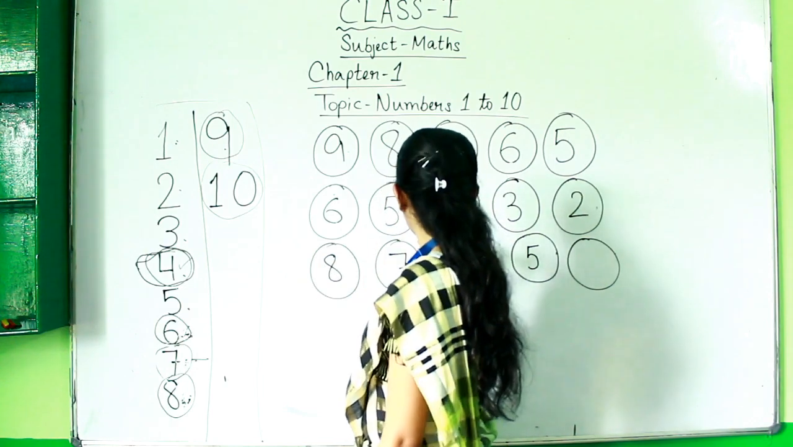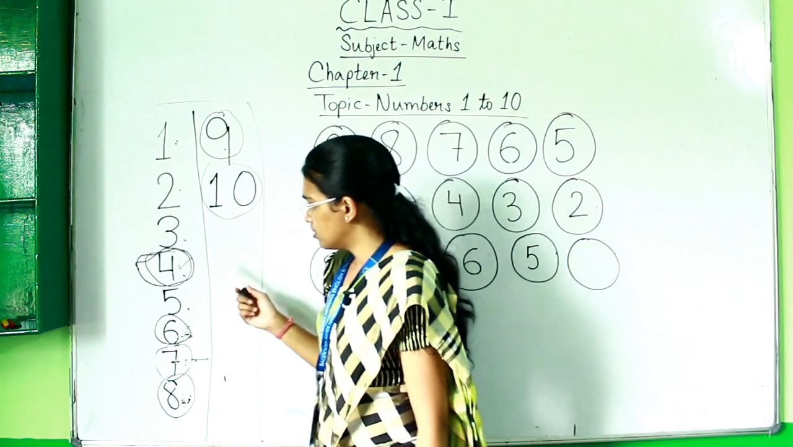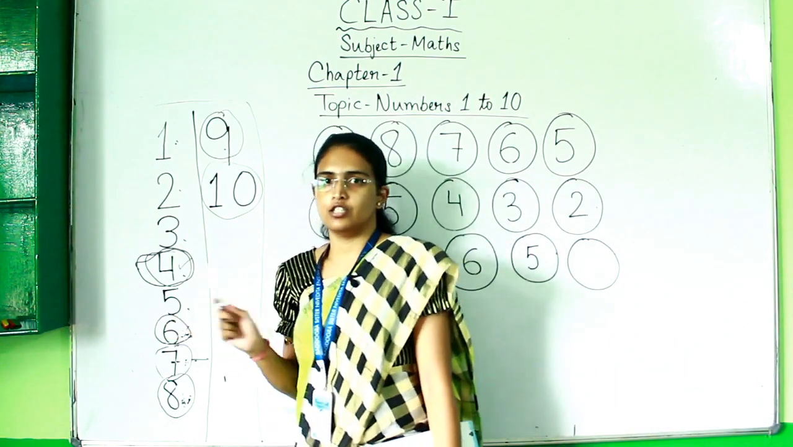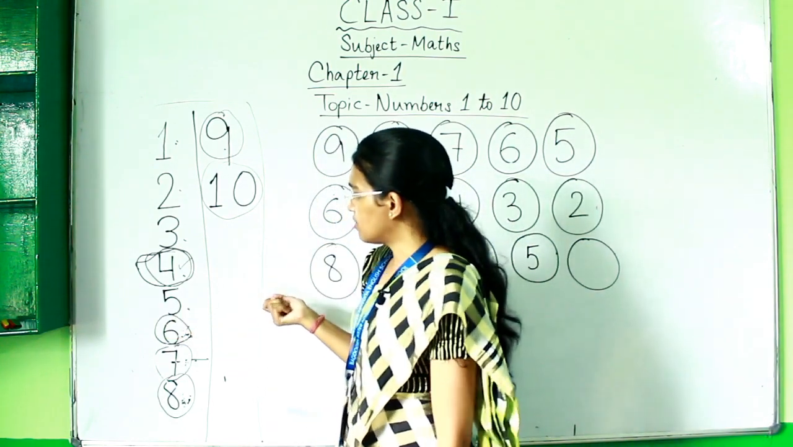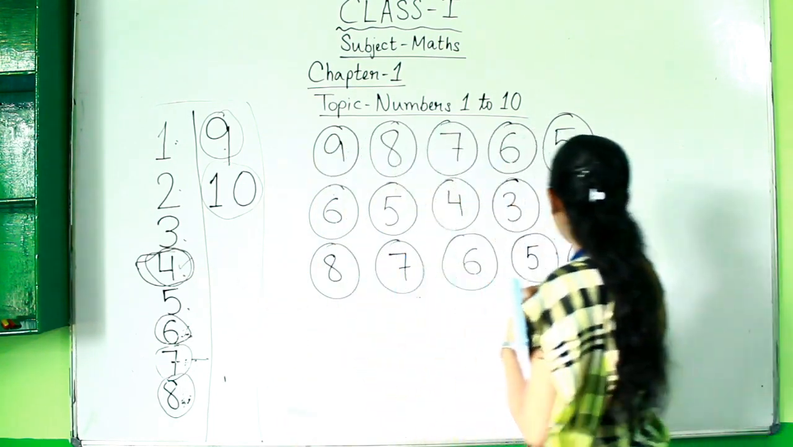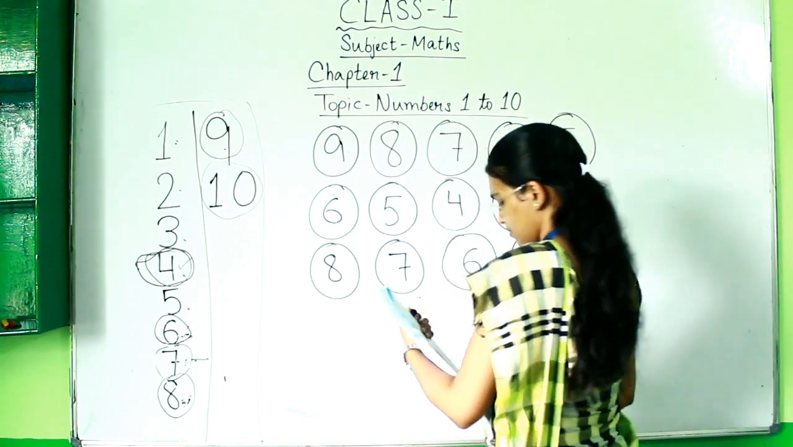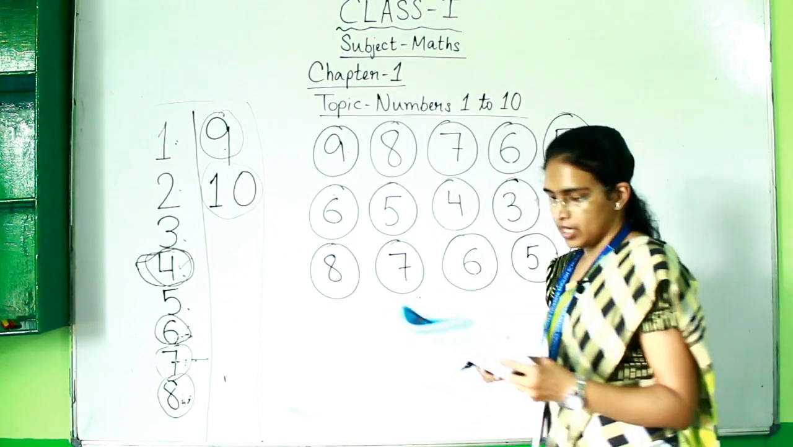Now we have to count the missing numbers also. What comes before 5? Number 6? No. Then what comes before 5? 4. Very good. Now write in this box number 4. Complete? Okay.